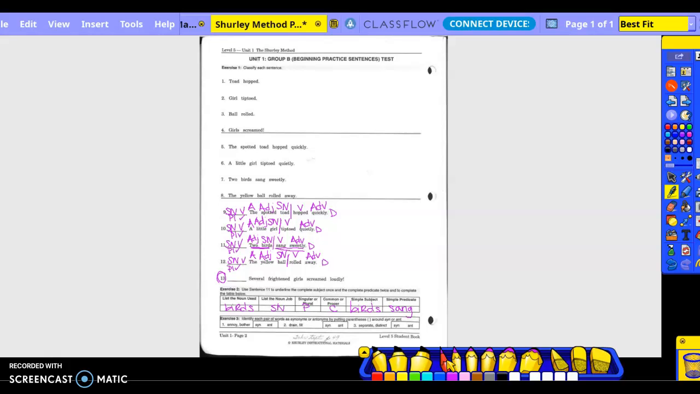Okay, so identify each pair of words as synonyms or antonyms. So annoy, bother. Synonym. Drain, fill. Antonym. And then you guys will do number 3 for homework.